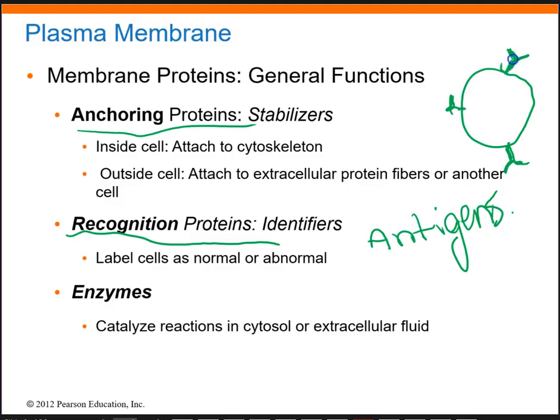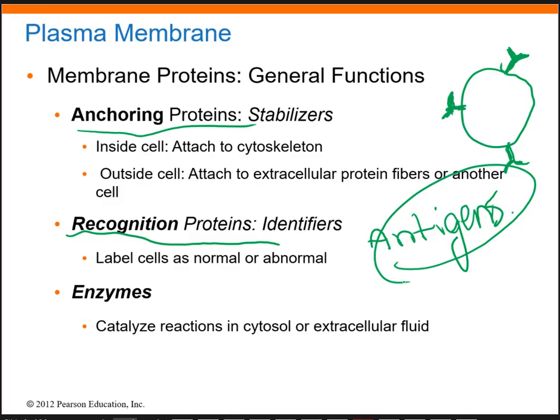But if this ID card is not normal, say it's a bacteria, well, the bacteria is going to have an ID that doesn't match our body. So in that case, the immune system would destroy it. Or say this is one of our cells that's been infected by a virus or it's sick in some way, then its ID card's not going to be normal anymore. And then the immune system would destroy it. So we have proteins that stick off of the plasma membrane that act as identifiers or recognition proteins, and they're called antigens.